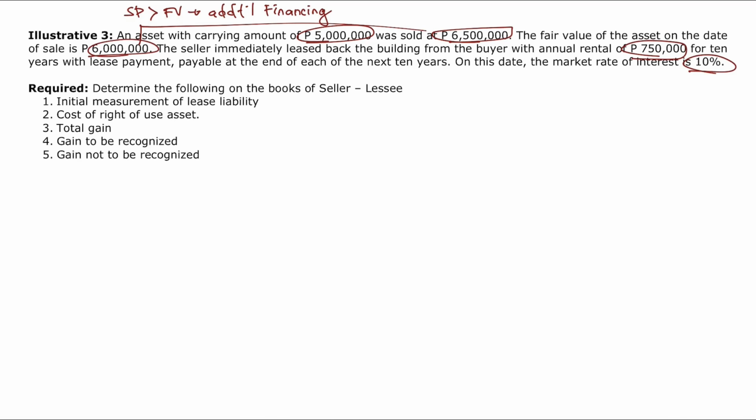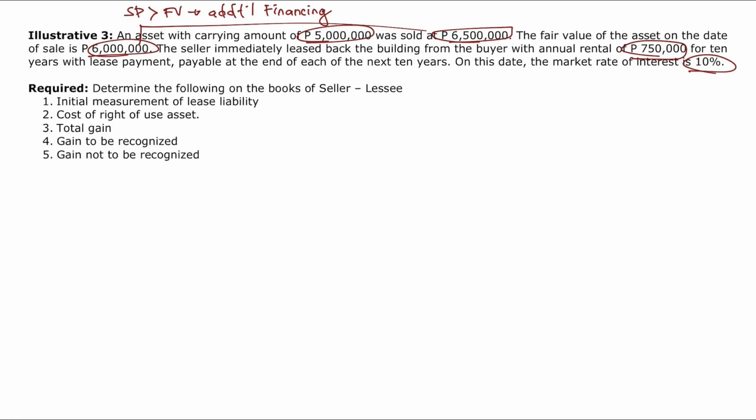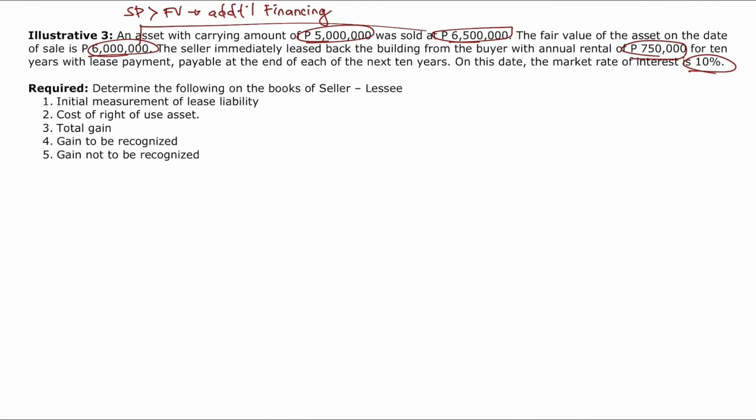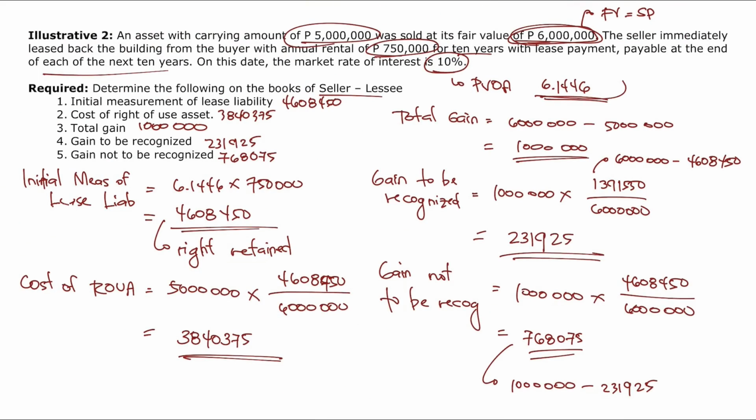The seller immediately leased back the building from the buyer with an annual rental of 750,000 for 10 years with lease payment payable at the end of each of the next 10 years. On this date, the market rate of interest is actually equal to 10%. Actually, kapareho lang nito yung illustrative problem number 2, kaso pinalitan ko yung selling price. Because kanina, selling price and fair value is 6 million. This time, selling price will be equal to 6.5 para lang maiba. But since kapareho lang yan ng illustrative 2, 6.1446 pa din ang ating PVOA.